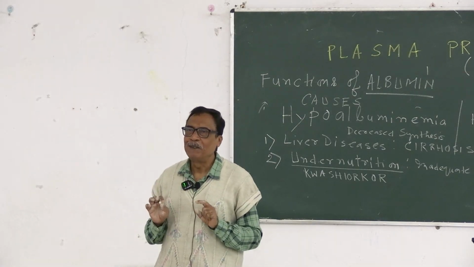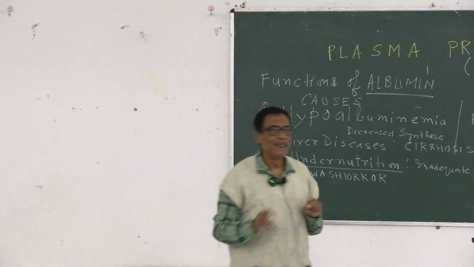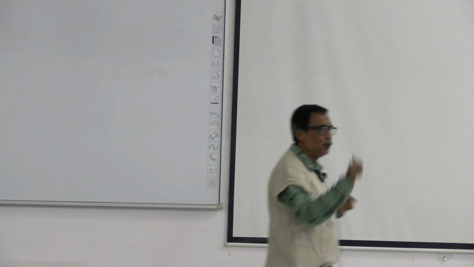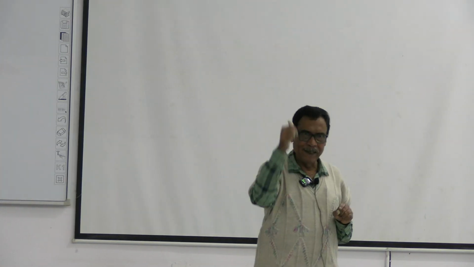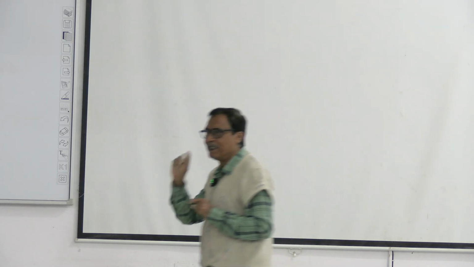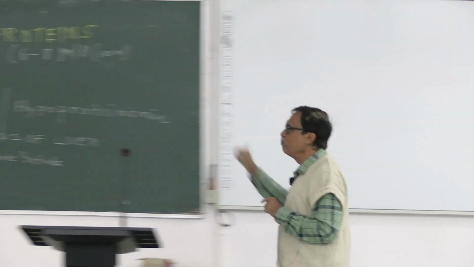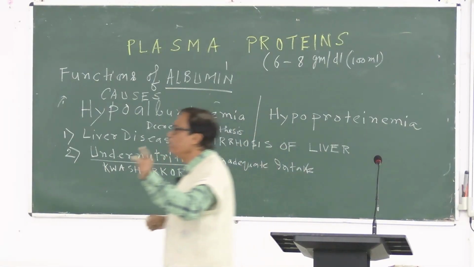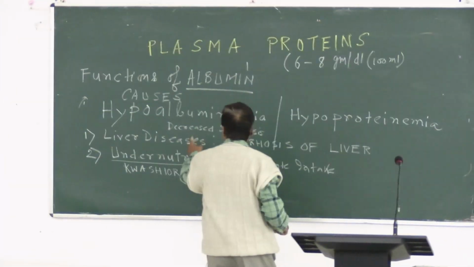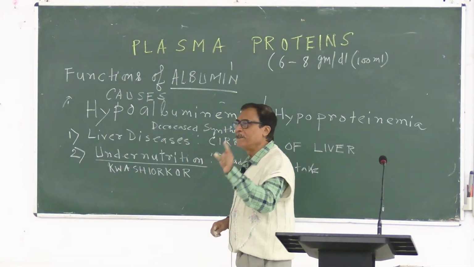And where is edema examined? Edema is examined at the ankle. You put your thumb over the ankle, press it, release it, and you will find a pit. Press the thumb, release it, you will find a pit. That is the sign of edema. And all the diseases I mention here are manifested by edema.